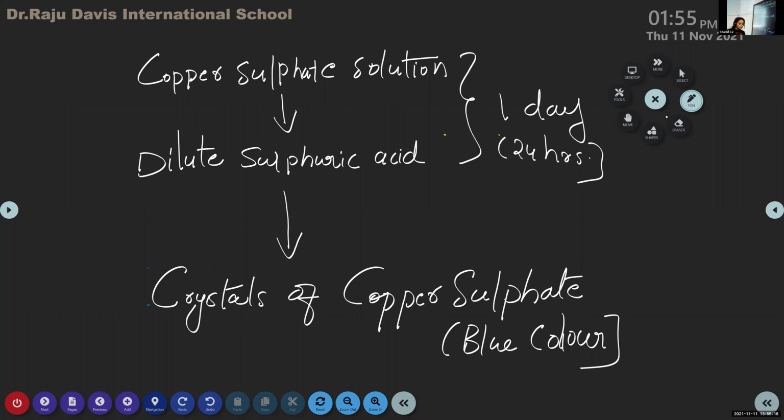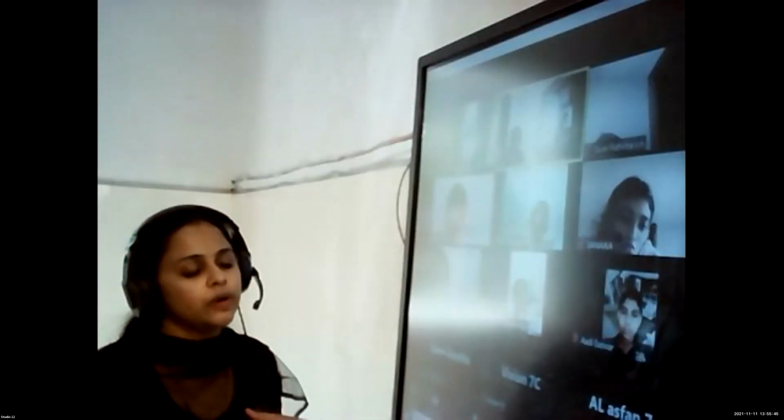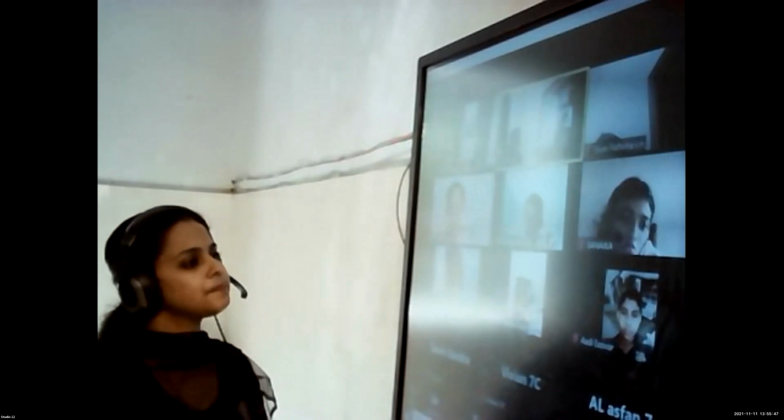Okay, so that's all about the chapter acids, bases and salts. Today I am going to take the new chapter, chapter 10, respiration in organisms. I hope the chapter acids, bases and salts is clear. Is there any doubt regarding the chapter physical and chemical changes? Is there any doubt regarding this chapter, physical changes?